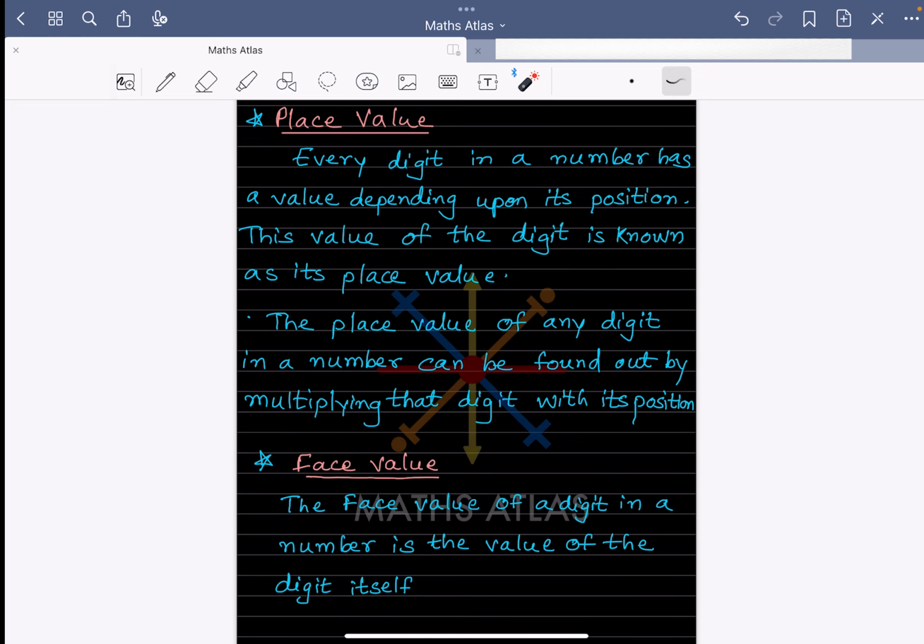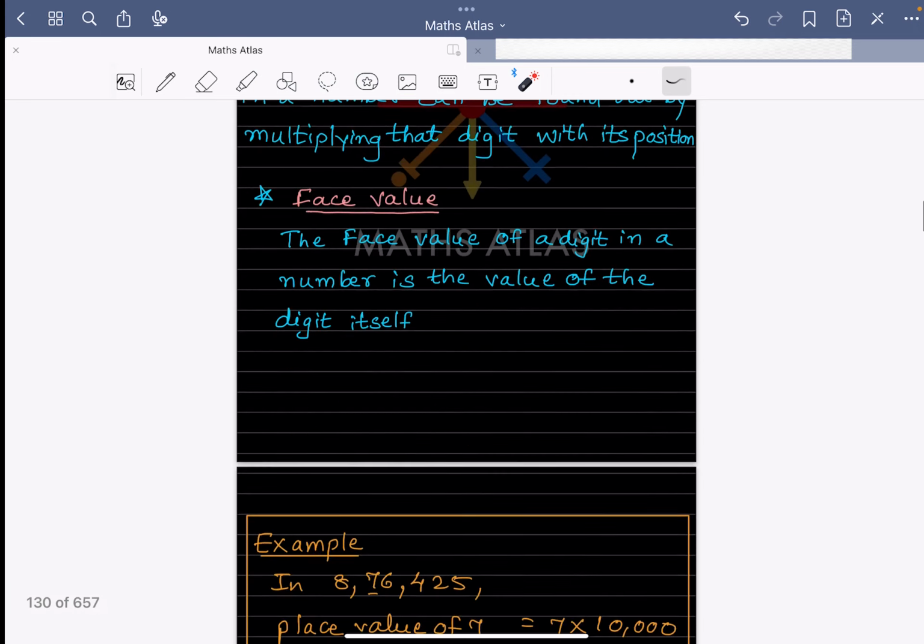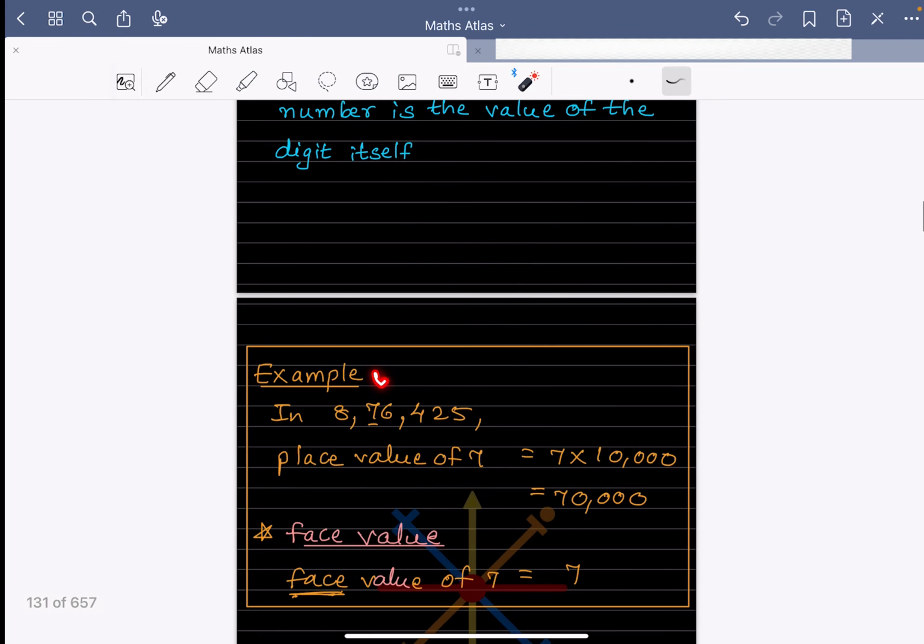And one more thing over here, the place value of any digit in a number can be found out by multiplying that digit with its position. So from here, sometimes there will be a confusion here. What is it? So let me show you with the example now. Now see, this is the example let us take for the place value. So this is 8,76,425. In this, I have underlined this 7. So we want the place value of this one.